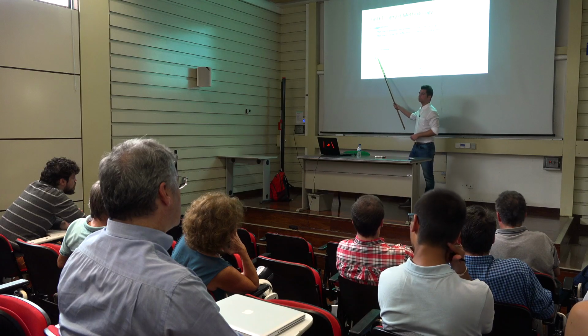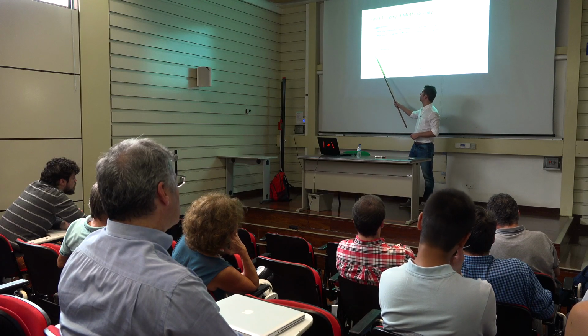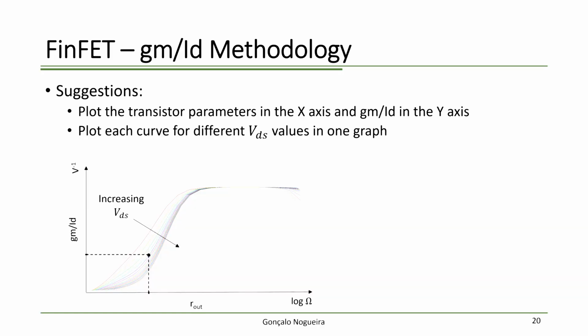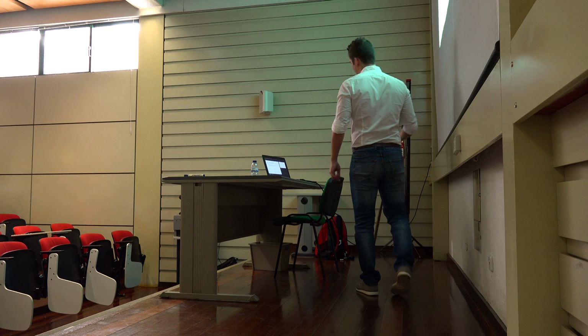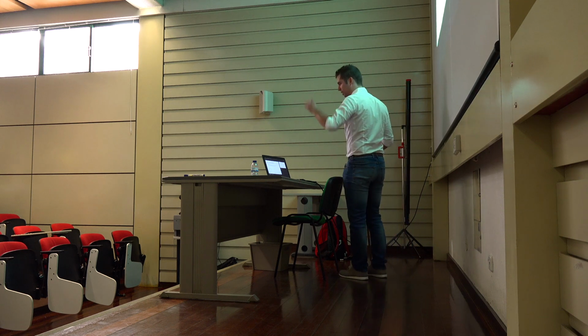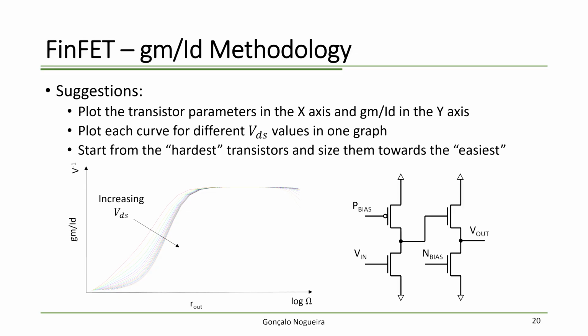You go on to the other plots that you have. You check, okay, I have this gm over ID. Let me check, for instance, the current, the gain, and so on. And you check all the parameters and the operating point at which that transistor will be on. Last but not least, when designing transistors, start from the hardest. Start from the specs that are turning you crazy, that you want to achieve, that are the hardest, and then go and work towards the easiest ones.